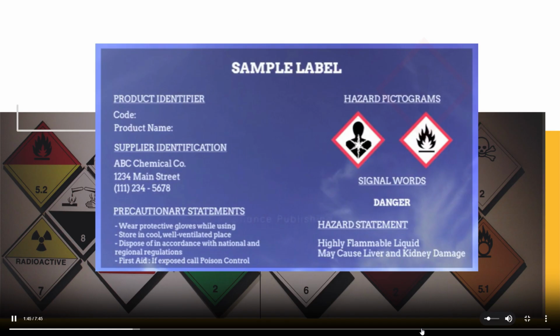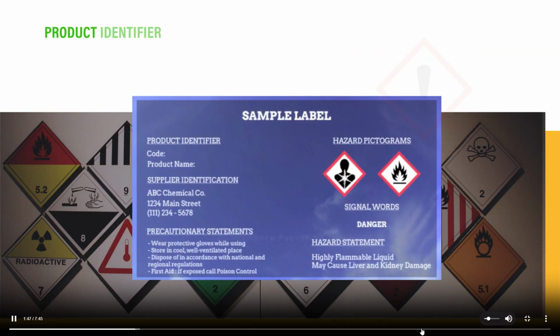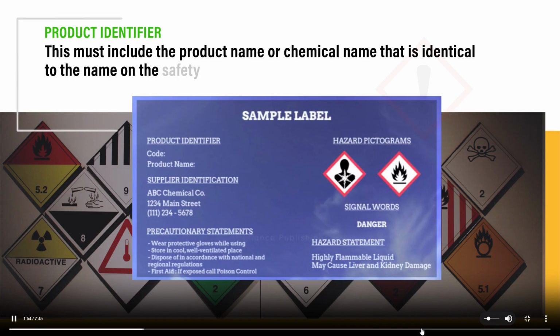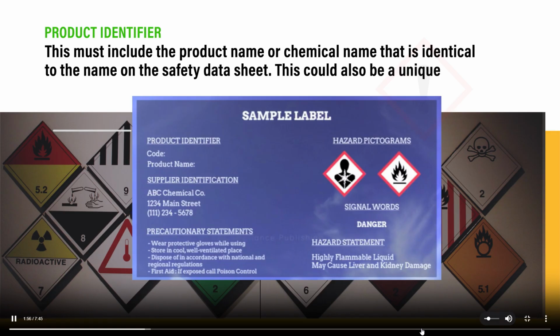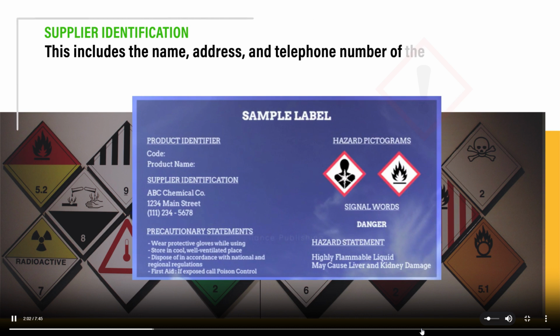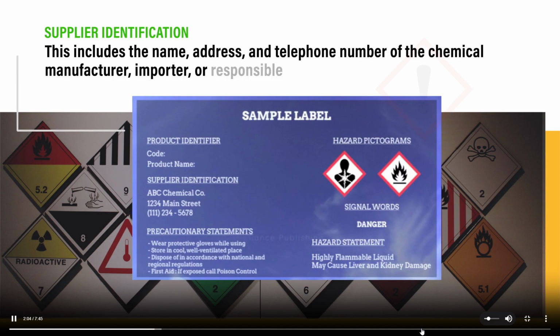Looking at these individual components, the product identifier on your label must include the product name or chemical name that is identical to the name on the safety data sheet. This could also be a unique number. The manufacturer info on your label includes the name, address, and telephone number of the chemical manufacturer, importer, or responsible party.